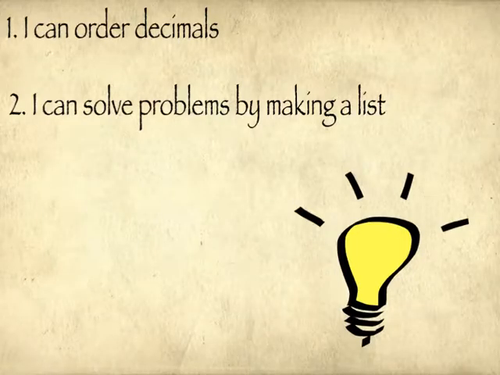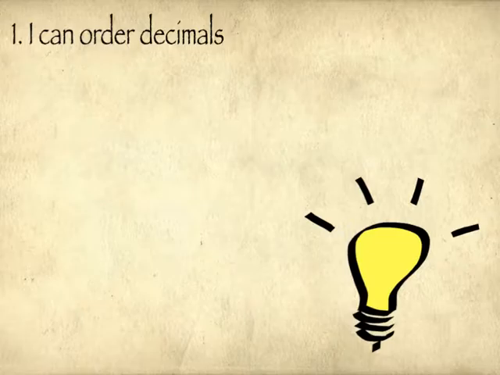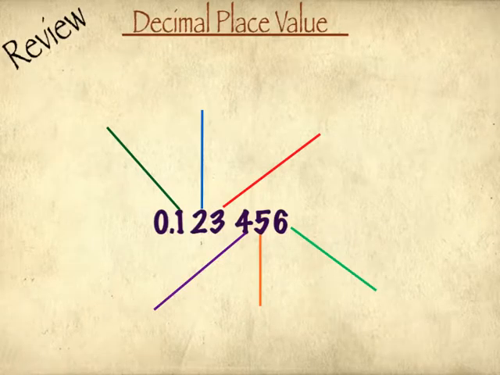Our objectives today are to order decimals and to solve problems by making a list. And just so you know, this is test 10. There are 17 tests this year, which means you are now more than halfway through your math curriculum. So let's talk about ordering decimals.